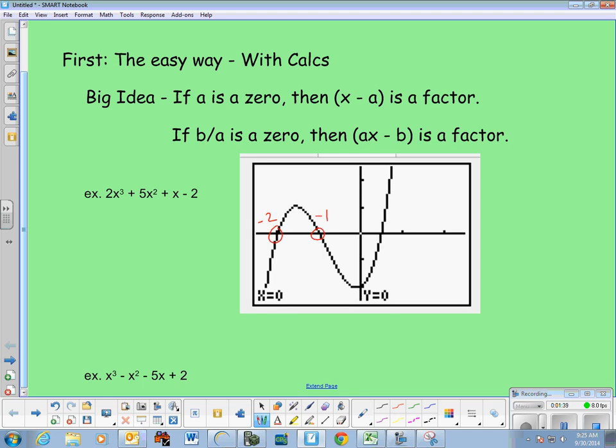So what that means is when you go to factor this polynomial, one of the factors will be x plus 2, because -2 is a zero, so x minus -2, or x plus 2, must be a factor. Same thing for x plus 1. All right, so we've got two linear factors. This is a cubic polynomial, which means we need one more linear factor.